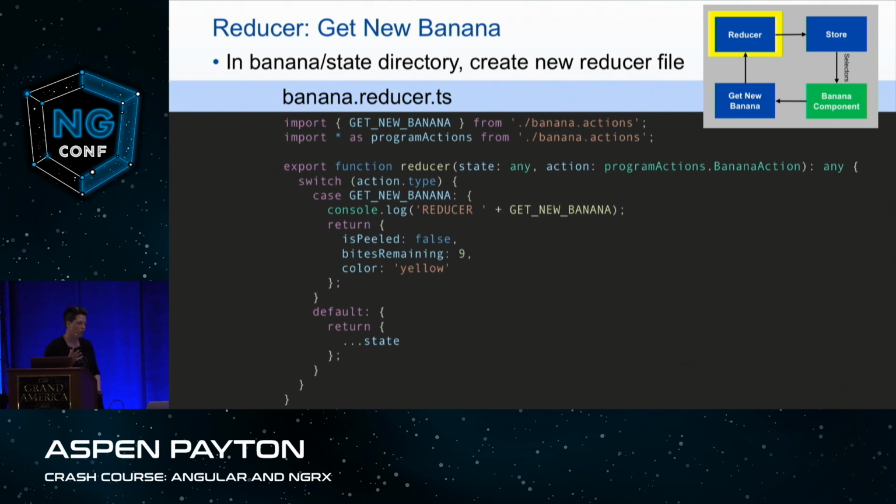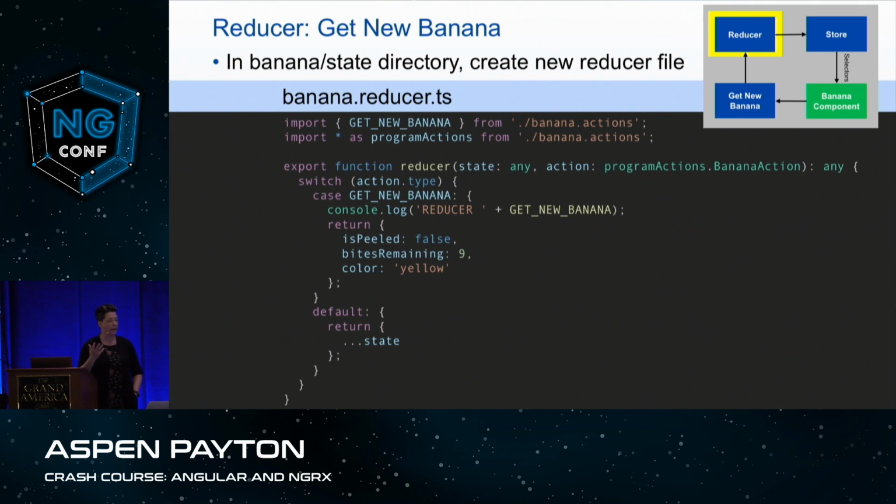So the essential structure of a reducer is that it's going to be a switch statement, and it's going to switch on the action that it's listening for. So for this first action, we want to have a case statement within our switch to handle the getNewBanana action. And we're also, at the bottom here, going to create the default, which will just return the current state.